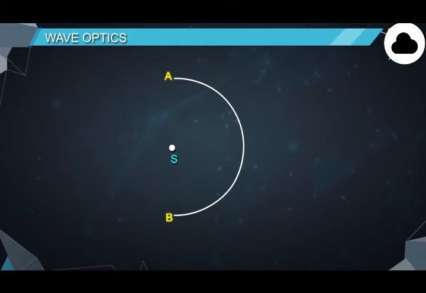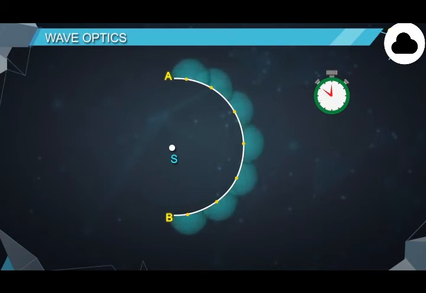Now according to Huygens' principle, each point along the wavefront AB is the source of a new disturbance, and a spherical secondary wave originates from these points and spreads out in the forward direction. These secondary waves are called wavelets. If we assume that the medium is isotropic, meaning the medium where all the physical properties are the same in all directions, the velocity of the wavelets will be the same in all directions.